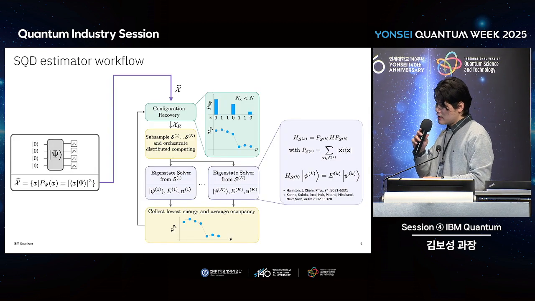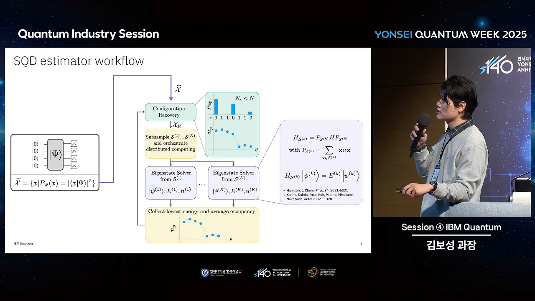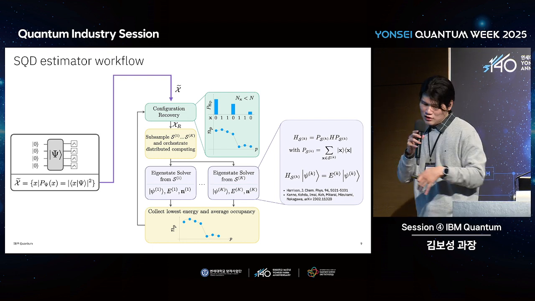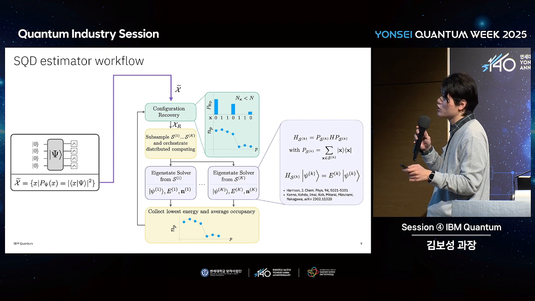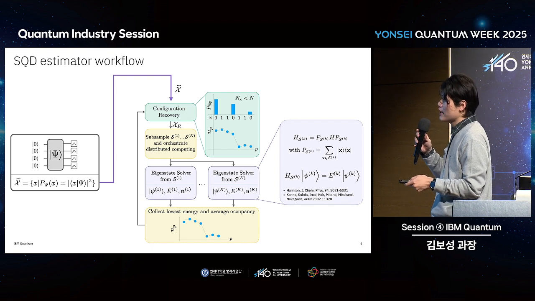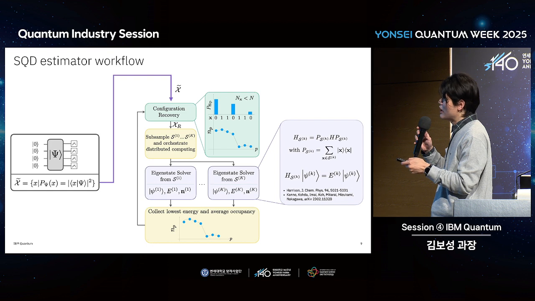So this workflow looks like this. At first we will have a state psi prepared in our quantum circuit with very advanced encodings we want to apply, which will be explained in the later half of this presentation. Once we have this circuit, we put it in the sampler and get the configuration x tilde. Then, once we have these samples, we go to our classical supercomputers to do this configuration recovery.